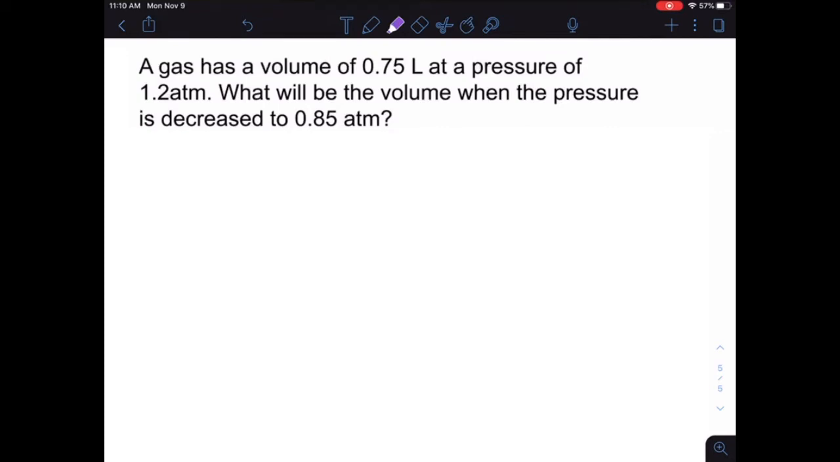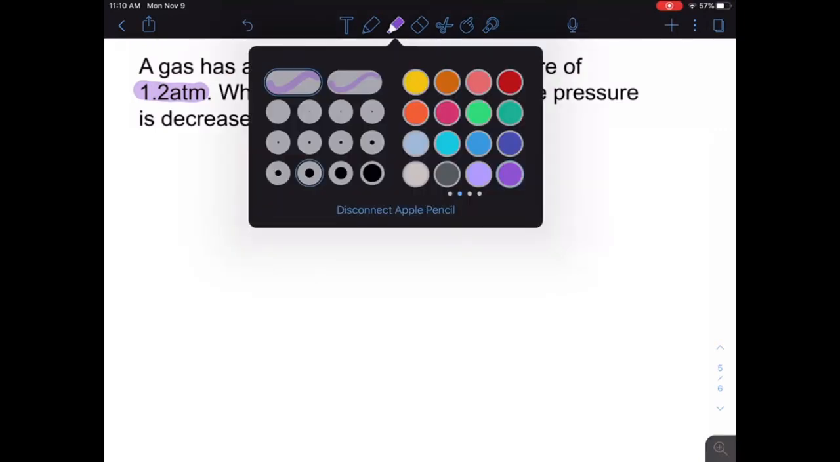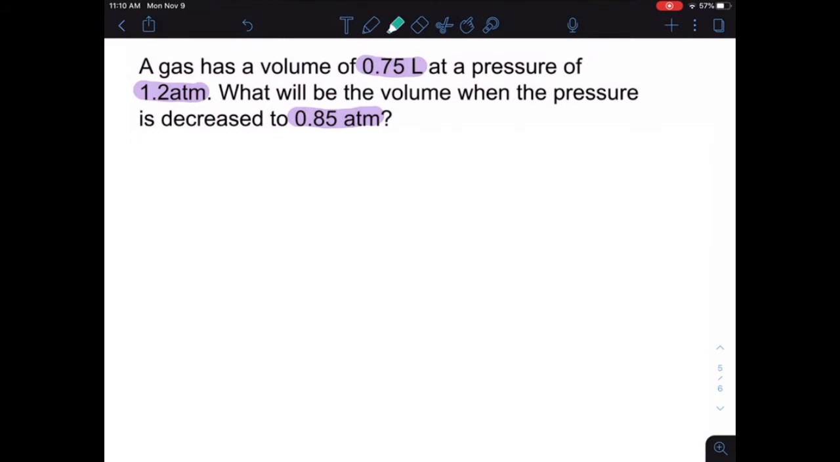A gas has a volume of 0.75 liters at a pressure of 1.2 atmospheres. What will be the volume when the pressure is decreased to 0.85 atmospheres? So those are my three given values, and the question is asking what will be the volume. So we're looking for a volume.